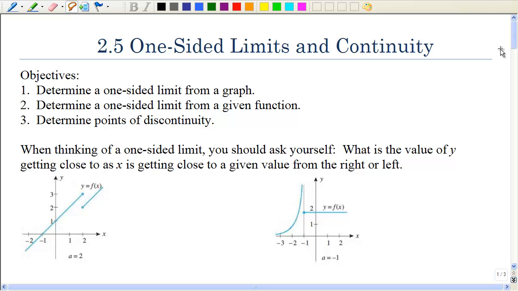In section 2.5, we're going to be looking at what's called one-sided limits. You're really going to need to think almost like a plane landing. It's coming in on the runway from either the east or the west. That's how I think about one-sided limits, as x approaching from the right or from the left. We're also going to talk about continuity. But let's talk about those one-sided limits.